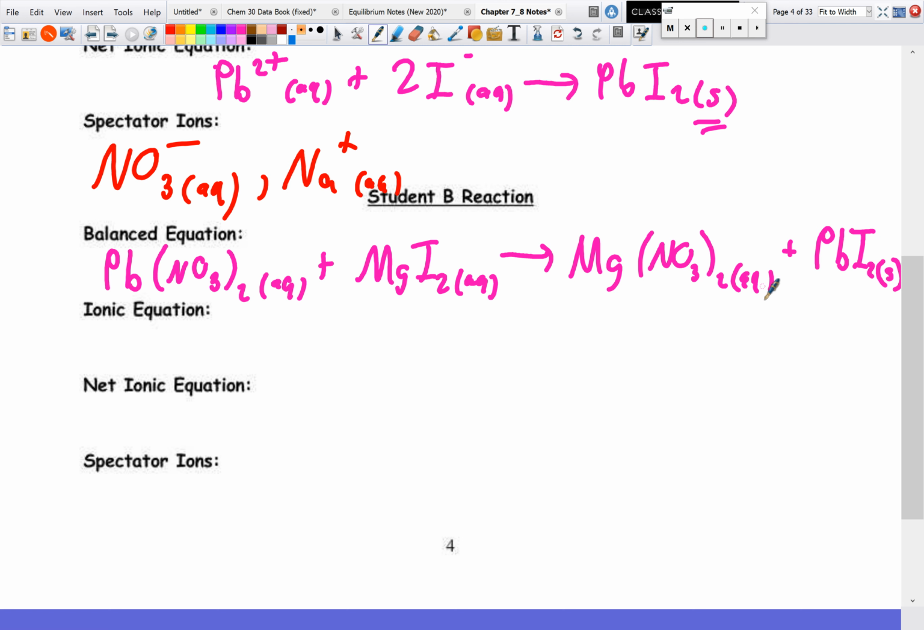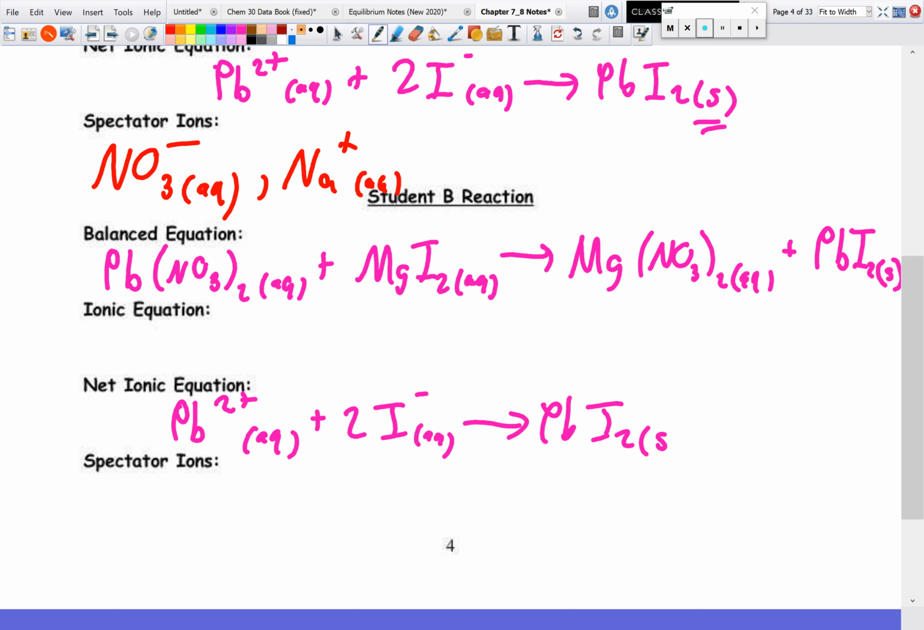And then of course when we do our ionic and our net ionic and our spectator ions, no surprise, please write in the ionic if you want to, but I'm just going to jump to the main point right here, is that this should be your net ionic and now your spectator ions should look like this. All right.